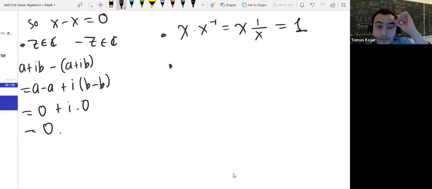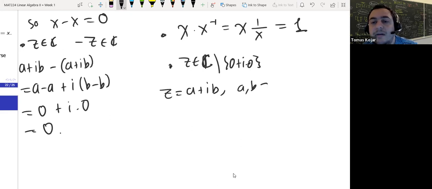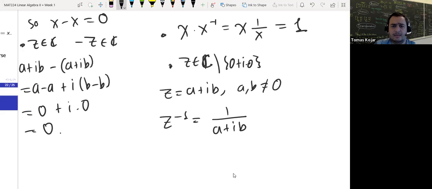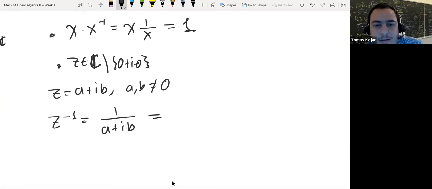All right. Now for complex, take Z to be in C, take away 0. Okay. 0 plus I 0, if you like. So Z is equal to A plus IB, where A and B are not 0. Now, how do we define its inverse? Well, as someone asked on Piazza, why not just take Z inverse to be 1 over A plus IB? You can definitely do that, right? But this is not a complex number as you look at it. You have to play with it a little bit.